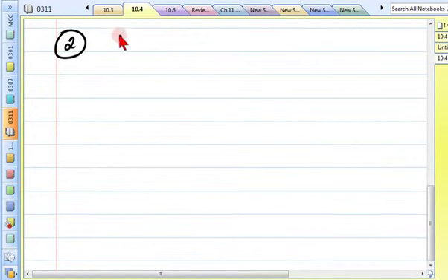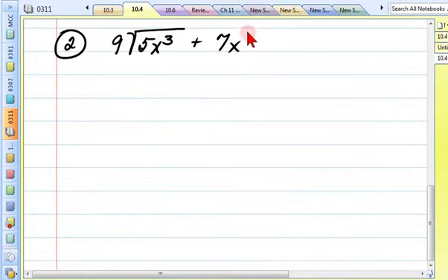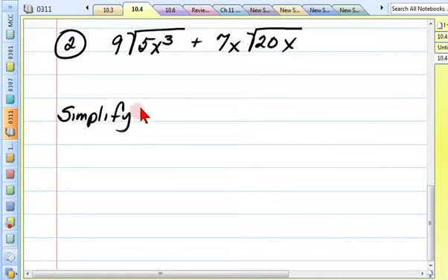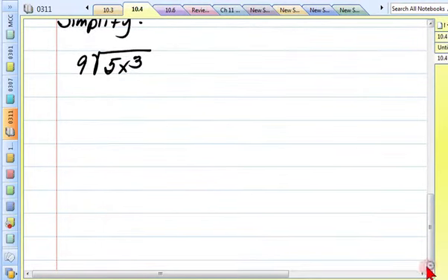It says to add 9 times the square root of 5x to the third plus 7x square root of 20x. All right, I'm going to skip down here to do my simplifying. The first one is 9 times the square root of 5x to the third. Well, I'm going to drag the 9 along, and I'm going to put my two radicals.